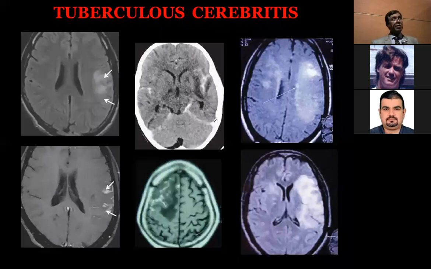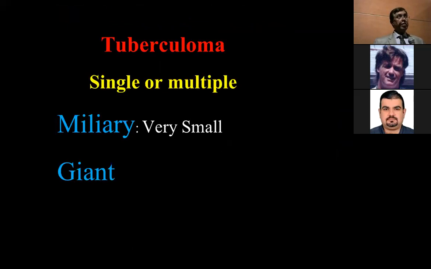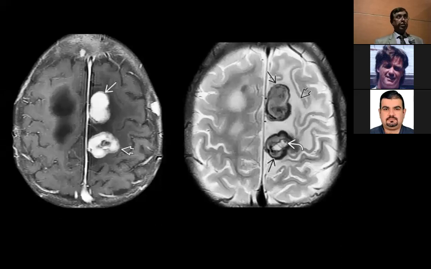Or you may get cerebritis. Cerebritis is just inflammation, an encephalitis kind of thing. So you get a stage of cerebritis, like this. And then this may develop into a tuberculoma, a mass, which could be single or multiple, small or giant, like this. And with this, you send it to a radiology report, and people would say the first thing is parasagittal meningioma. Well, parasagittal lesions are so many, not only parasagittal meningiomas.